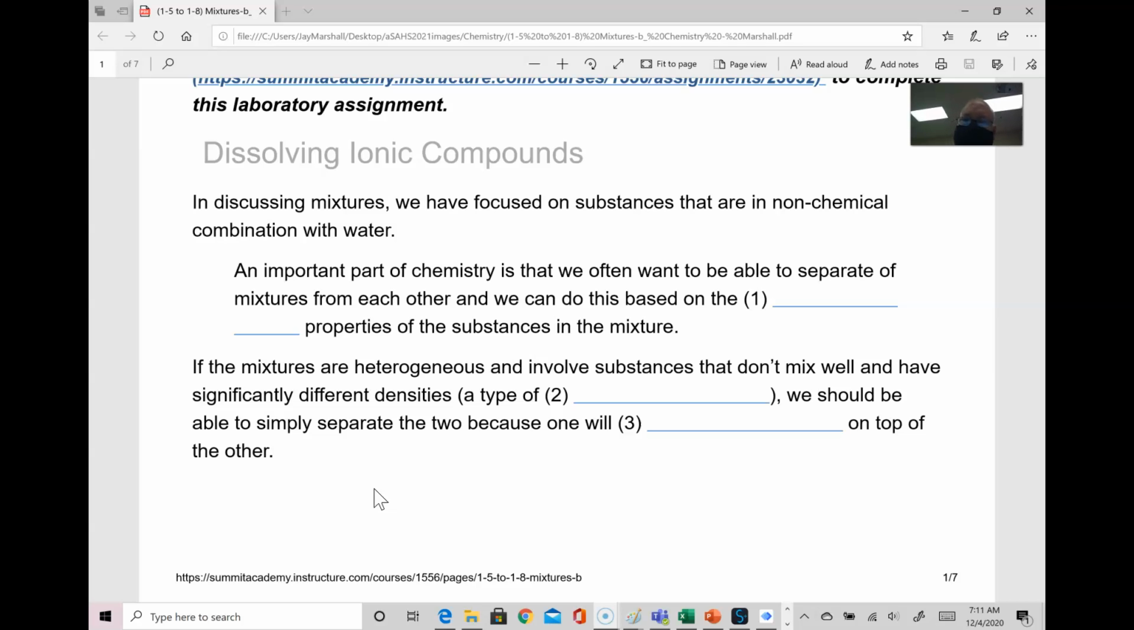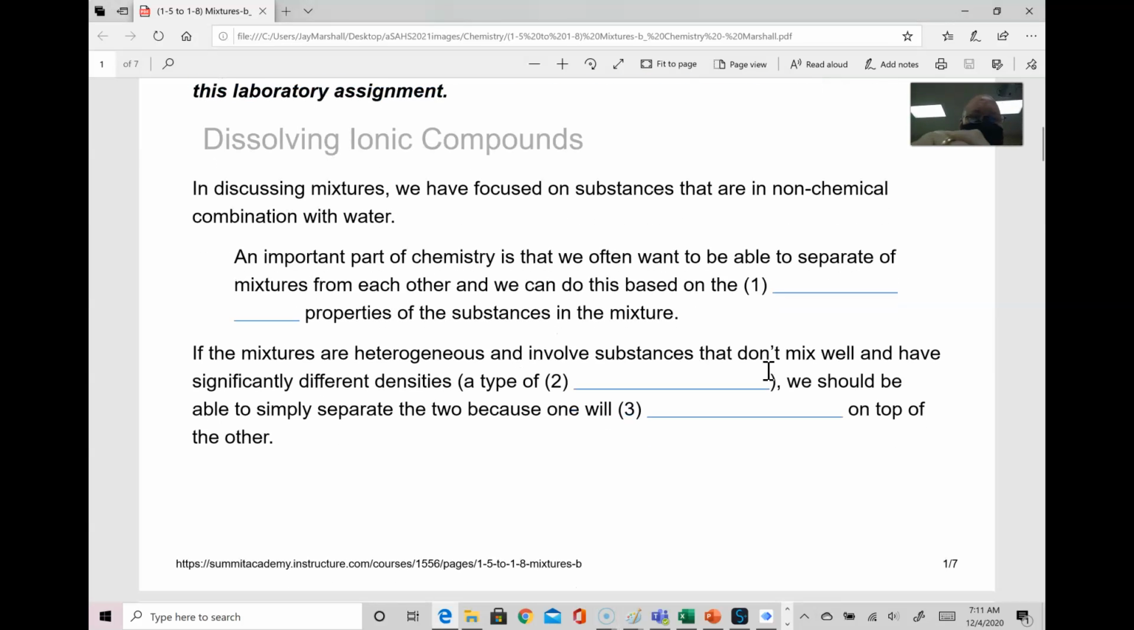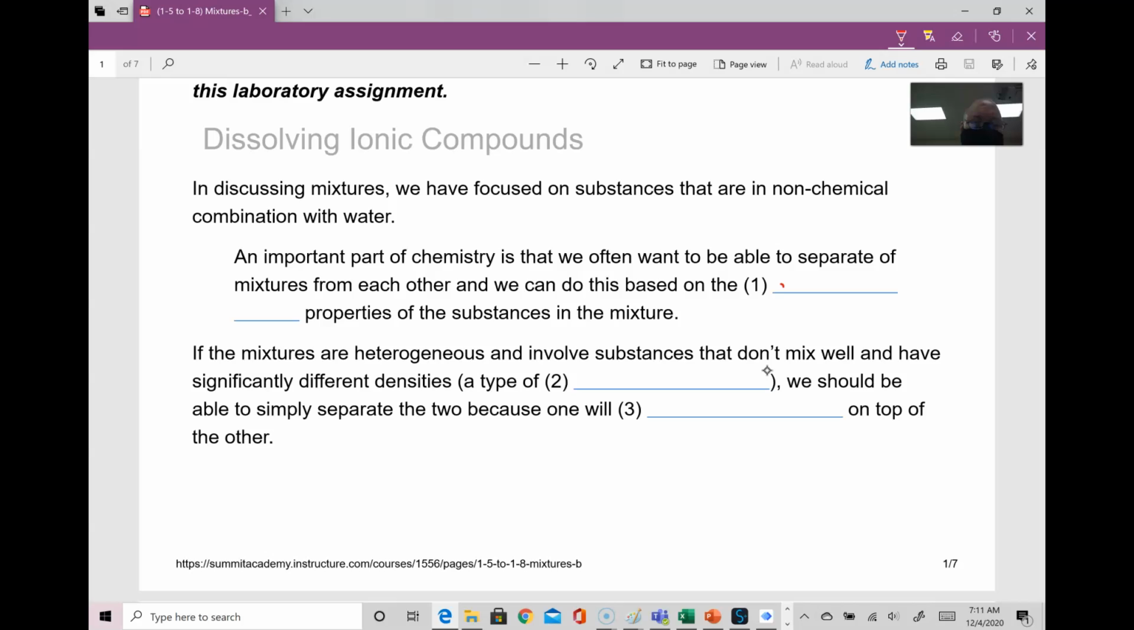So an important part of chemistry is that we often want to be able to separate mixtures from each other, and we can usually do this based on the physical properties of the substances in the mixture. If the mixtures are heterogeneous and involve substances that don't mix well and have significantly different densities, this is a type of suspension.